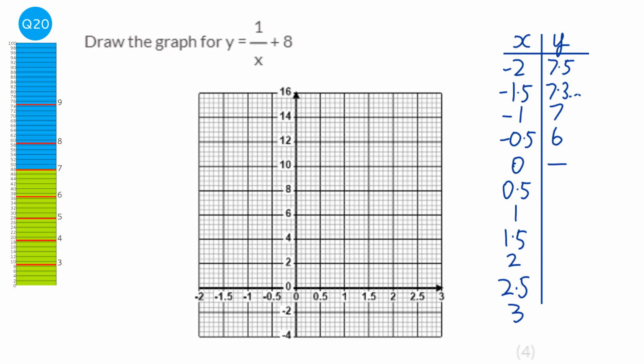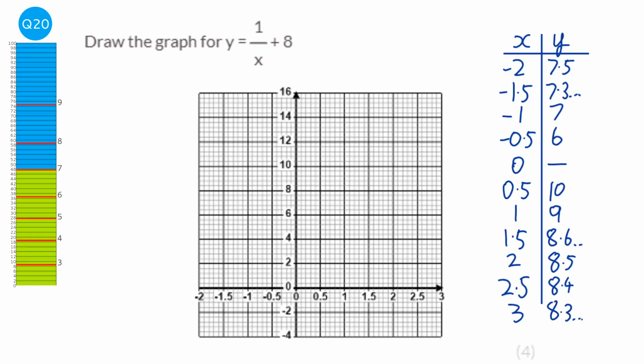So let's keep going. So we've got 10 for that, then 1 is 9, then 8.6 recurring, then 2 is 8.5, then 8.4, and then this would be 8.3 recurring, and so on.